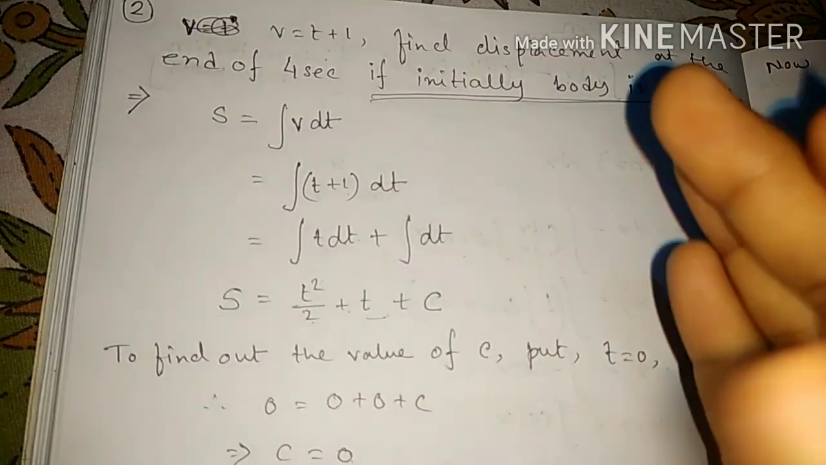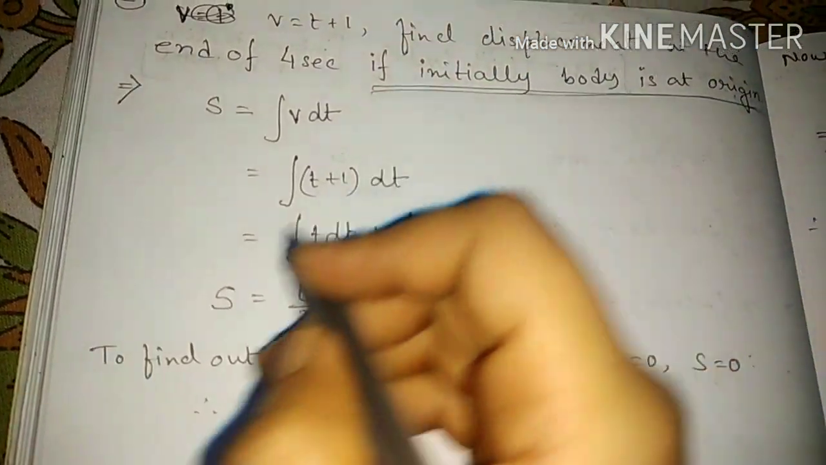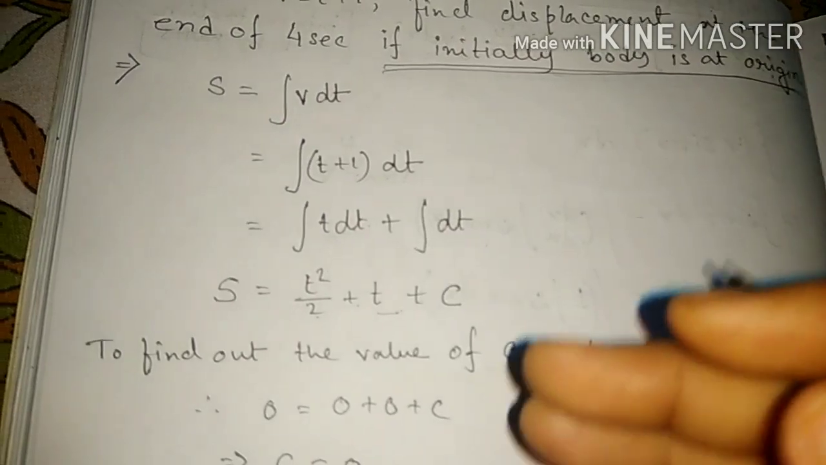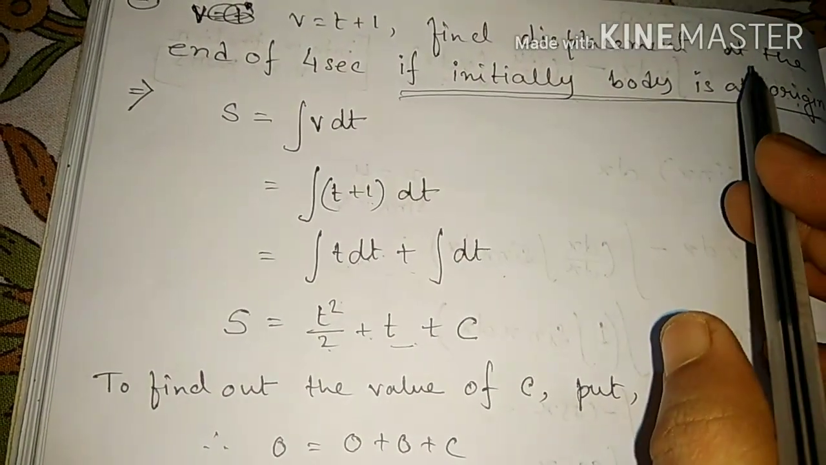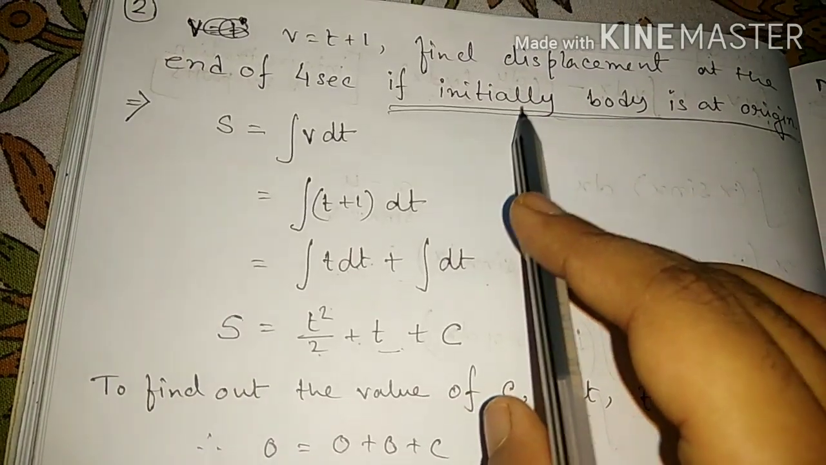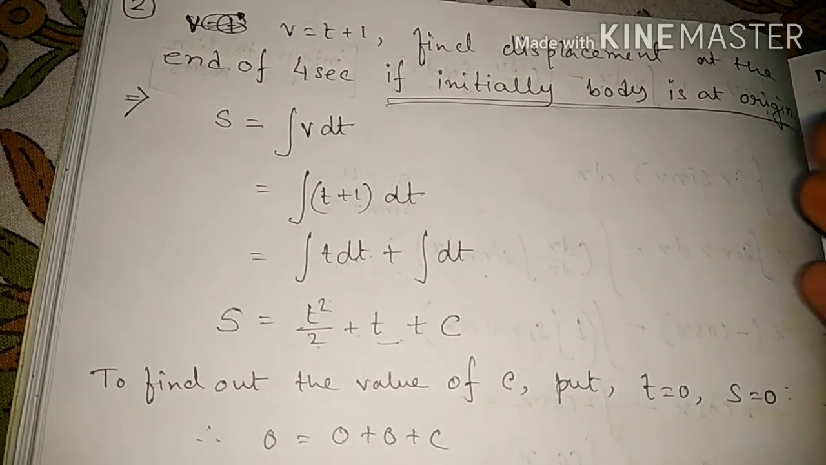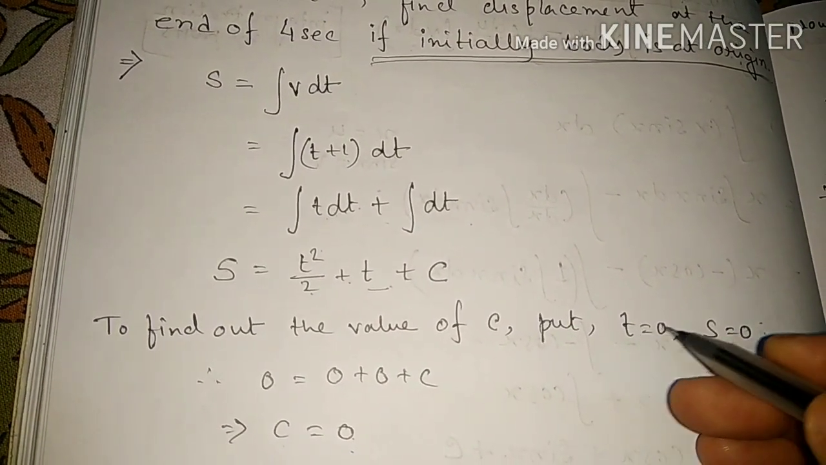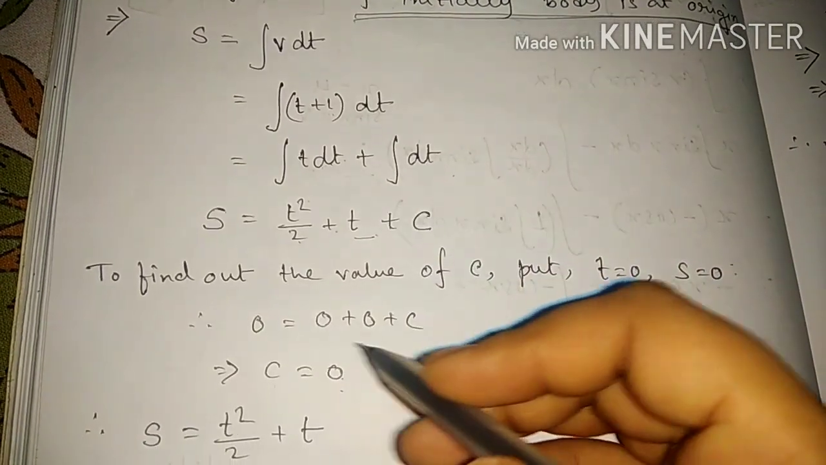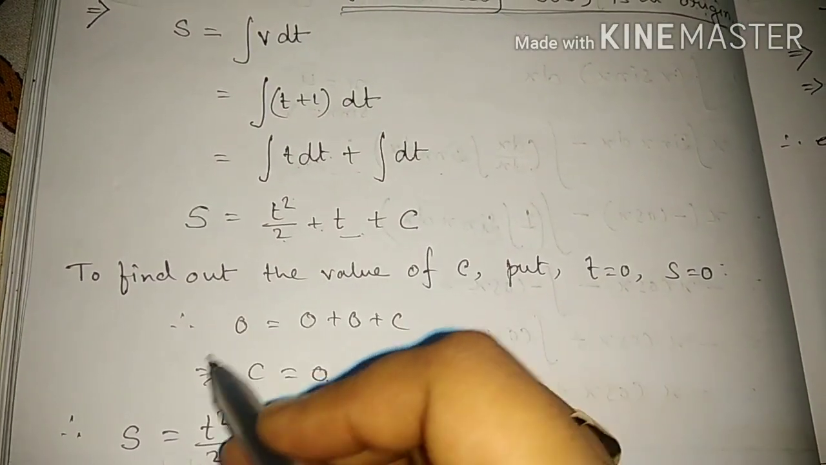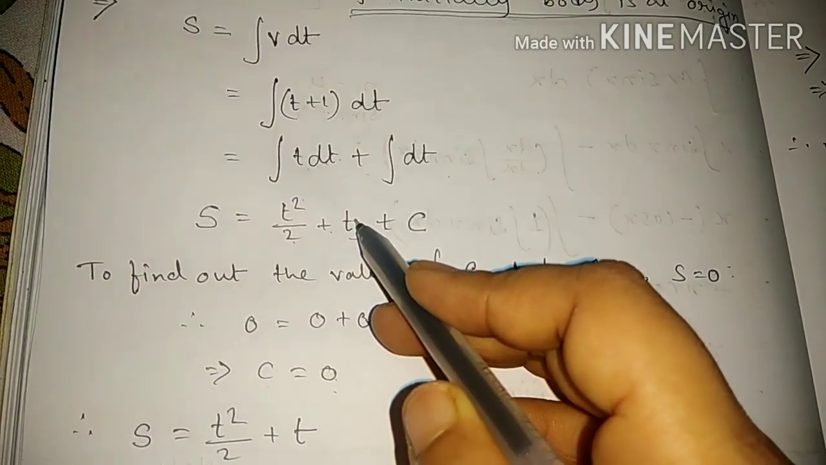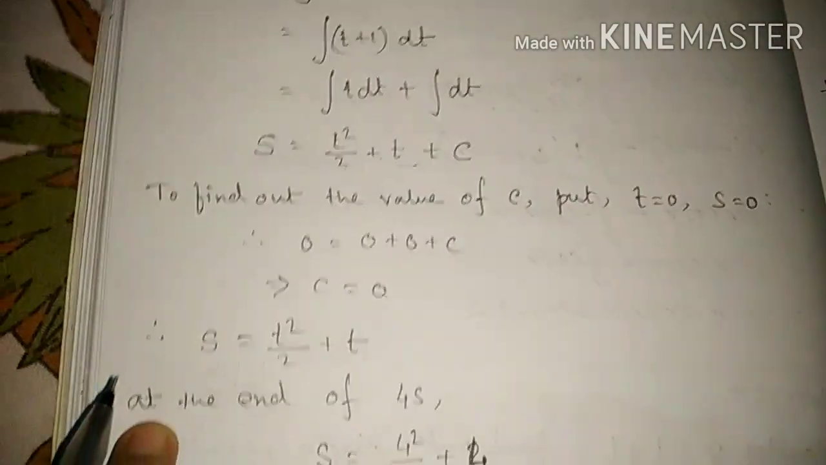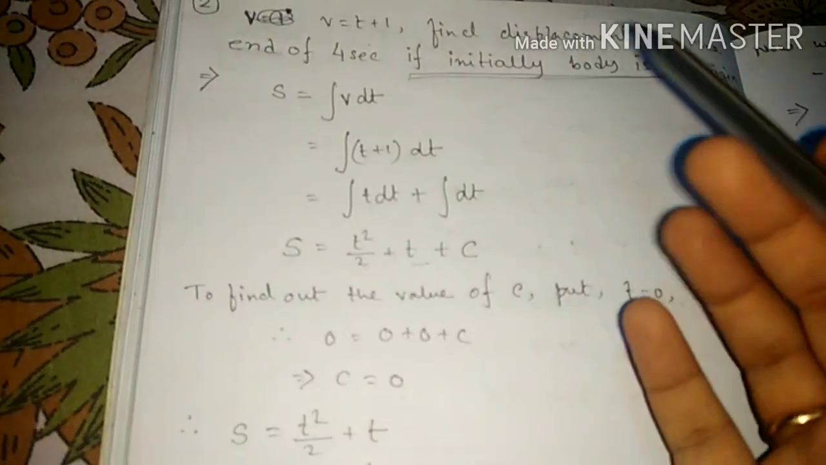So what we do stepwise: first we find the equation of displacement. One constant term is there. Now we find the value of the constant using the given information. Initially, that means t equals 0, the body is at origin, does not move, that means s equals 0. After putting t equals 0, s equals 0, we get c equals 0. Now we put this value of c in this equation. So s equals t square by 2 plus t. Now we can easily find the displacement at the end of 4 seconds.